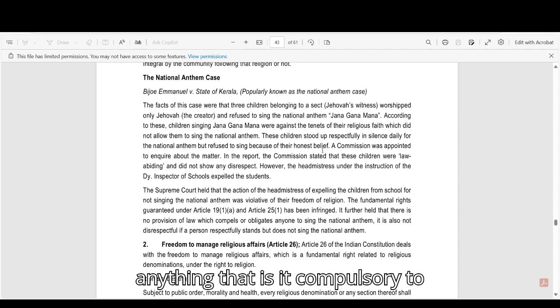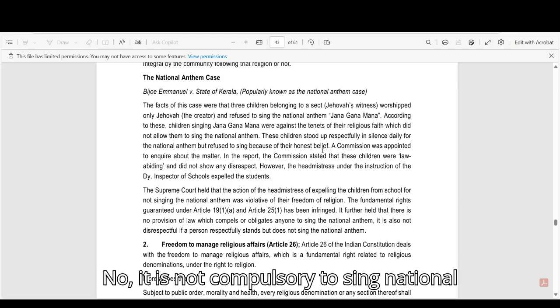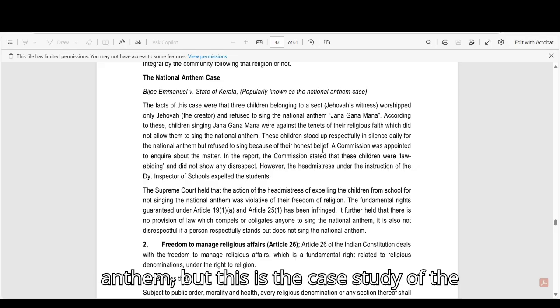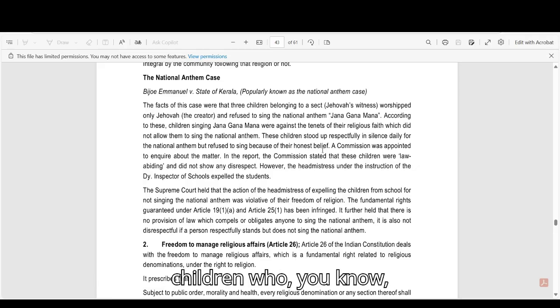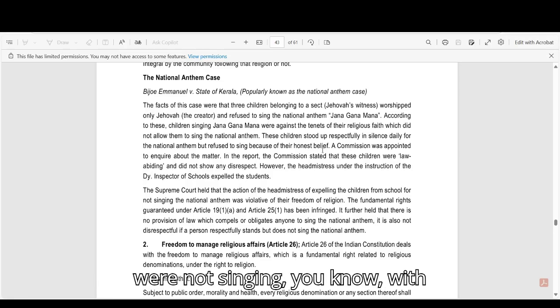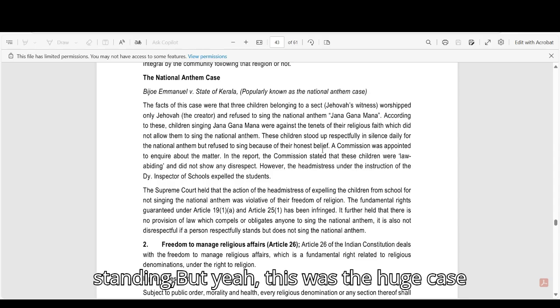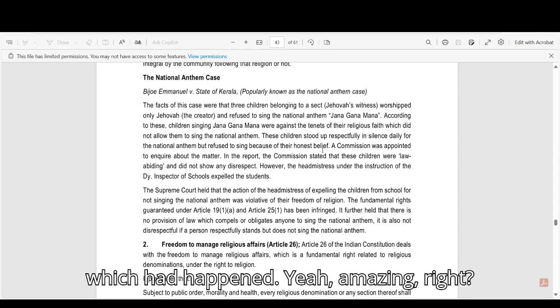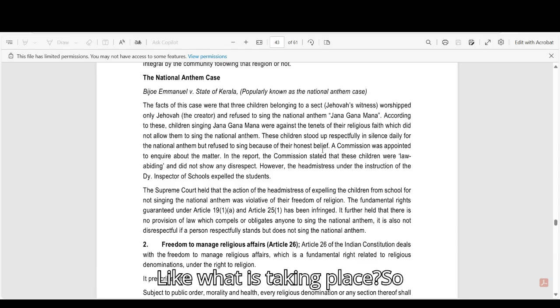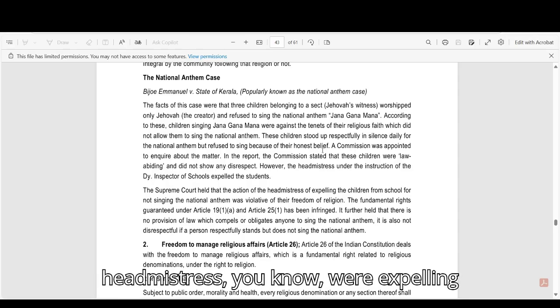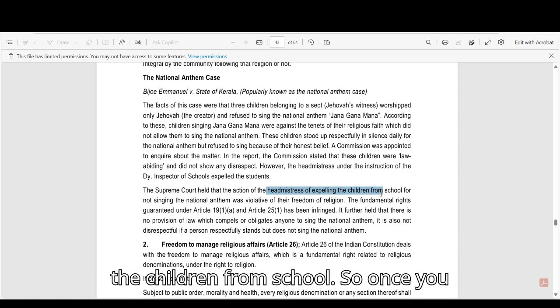The question is, is it compulsory to sing the national anthem or not? No, it is not compulsory to sing the national anthem. But this is the case study of the children who were not singing, though they were respectfully standing. This was a huge case which had happened. Amazing, right? The headmistress was expelling the children from school.